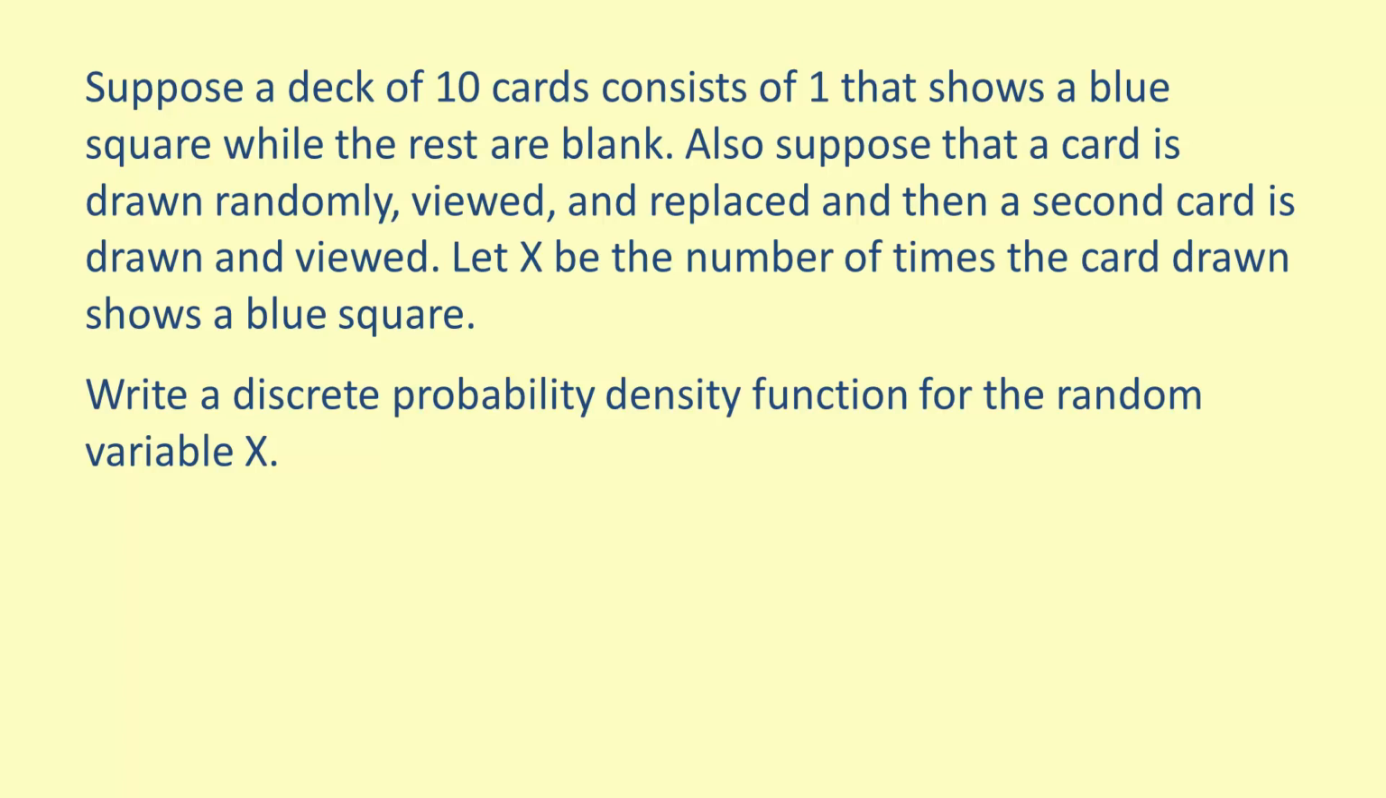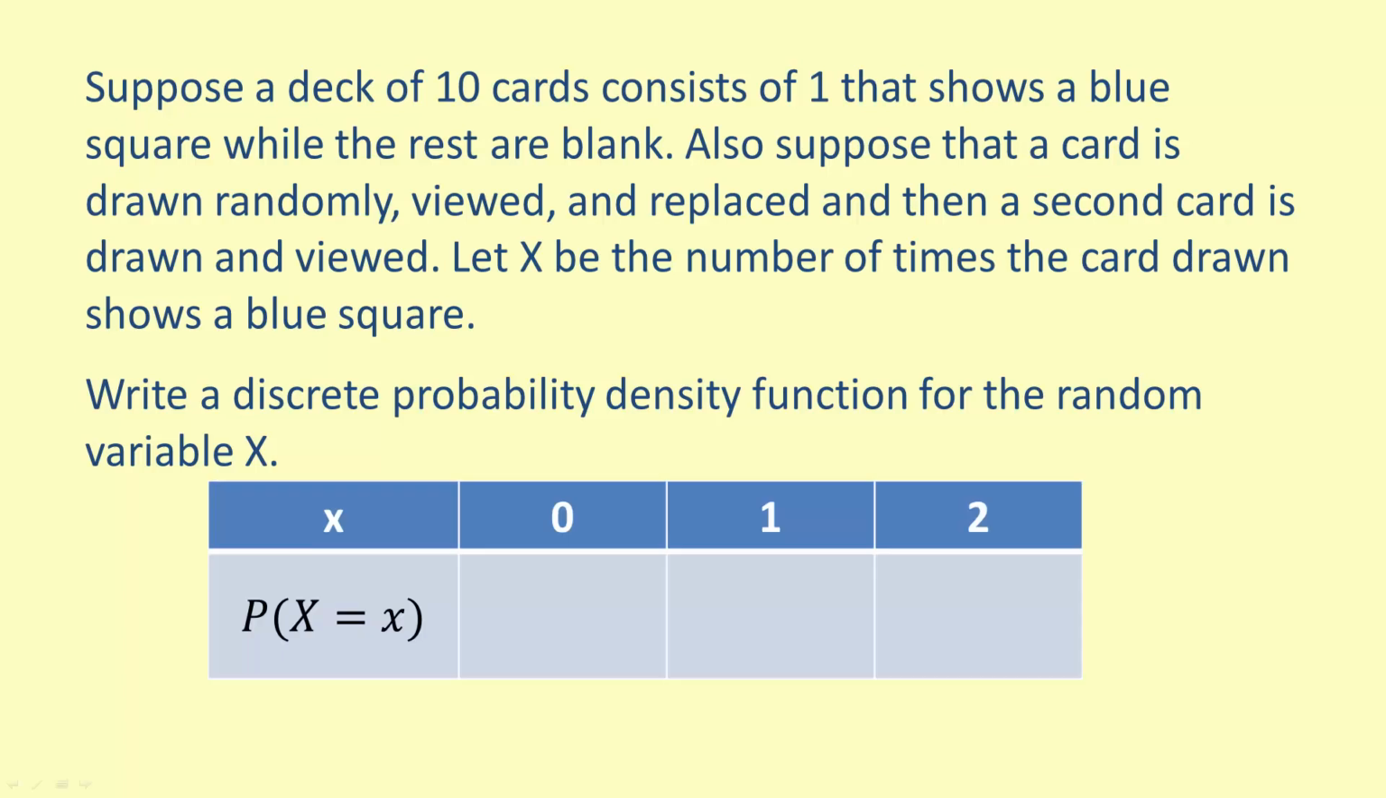One way to describe a discrete random variable is to write out the probability of all possible outcomes in a table. The card drawn can show a blue square 0, 1, or 2 times, so the possible values for X are 0, 1, and 2. 9 out of the 10 cards do not show a blue square, so the probability of drawing a card that shows a blue square 0 times is 9 over 10 times 9 over 10 equals 81 over 100.